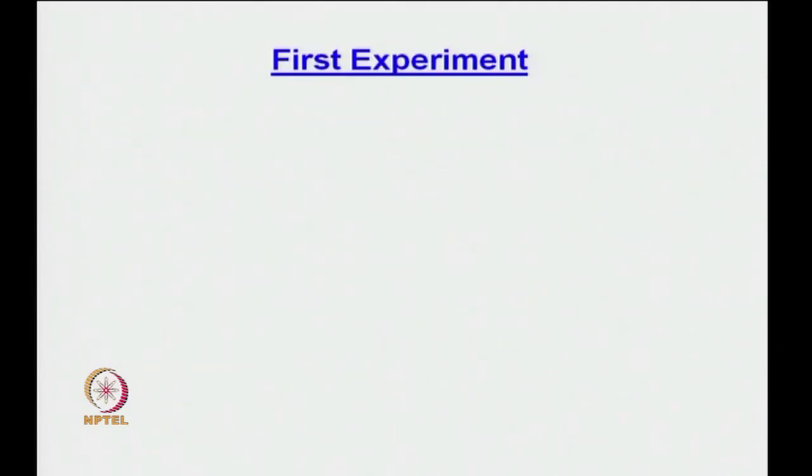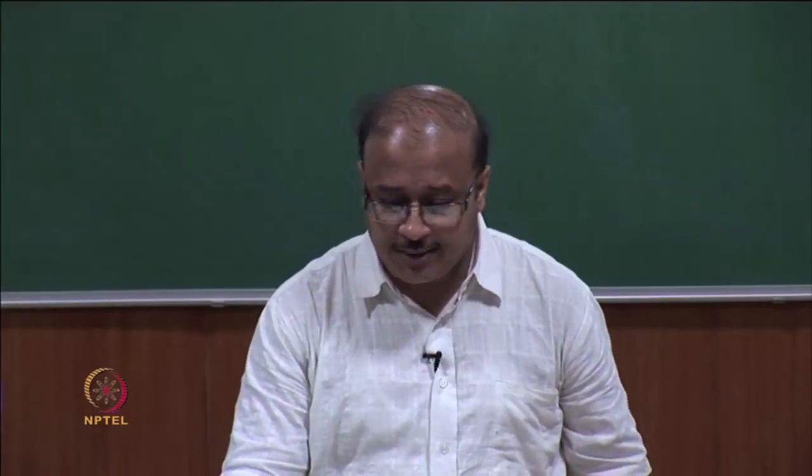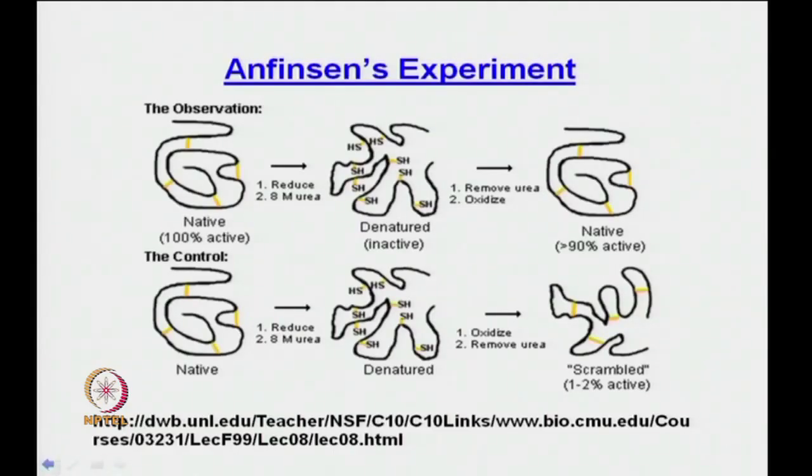Okay. So, just a couple more slides before I end. Now, what was the other experiment? Now, look at the other experiment. He takes the native form. Okay. Again, the first step is essentially the same. He reduces it, then he denatures it. So, it is denatured. Okay. Now, you look at this step, he removes urea, then oxidizes, but here he does a different thing.